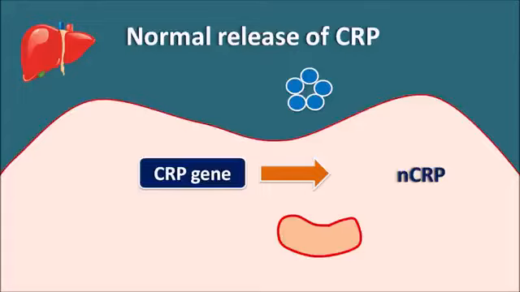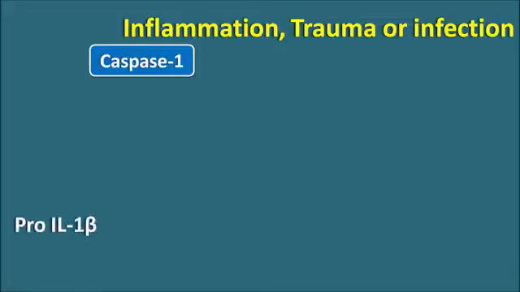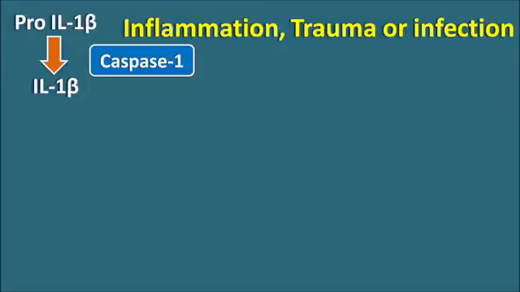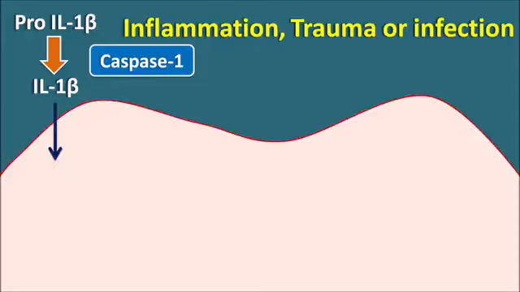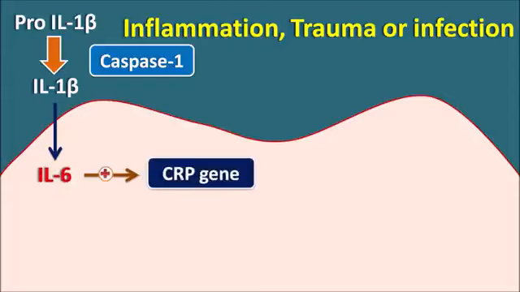So there is a basal release of the CRP which is less than 0.8 mg per dL, which is normally released from the hepatocytes. So any conditions like inflammation, trauma or infection can activate the inflammatory cells which will activate caspase 1. This converts pro-IL-1 beta into the IL-1 beta form, which is an important initiator for the release of the cytokine IL-6. Now when this IL-1 beta is released, it can stimulate the release of IL-6. This IL-6 is then going to promote the CRP gene, the C-reactive protein gene.